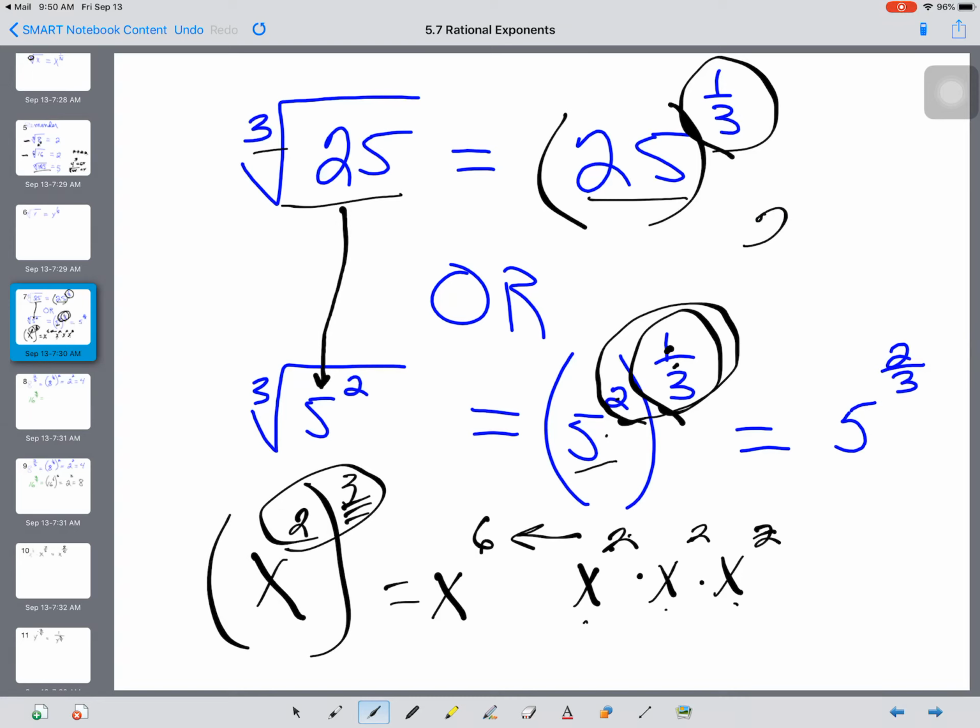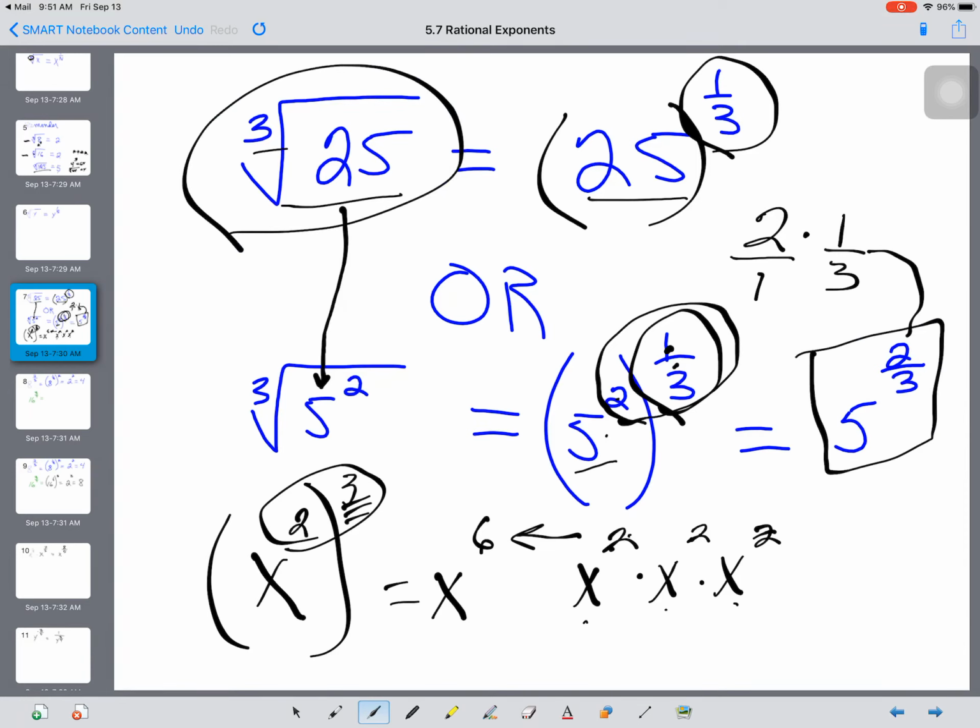But in this case, I have 2 times 1/3. I'm going to write 2 as a fraction, and so you get 2/3. So if the question was, write this with rational exponents, that would be the answer. In a most simplified form, this would also be the answer, but this is just kind of a nicer version of that.